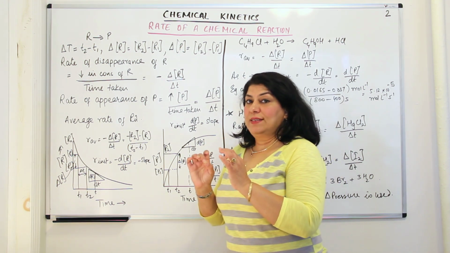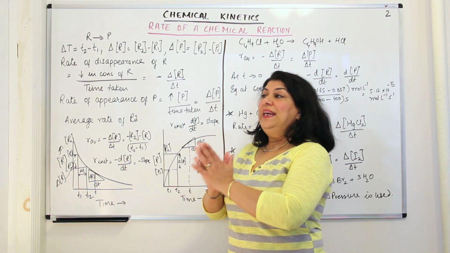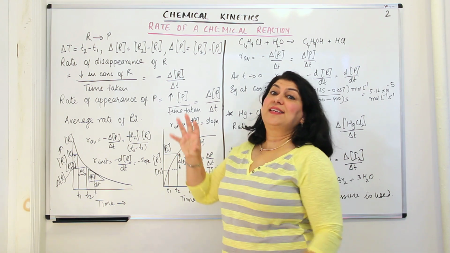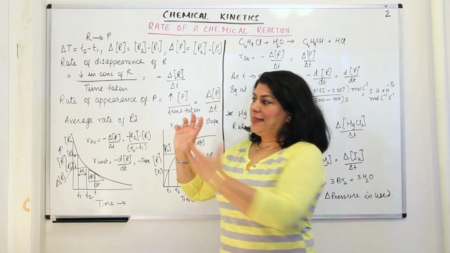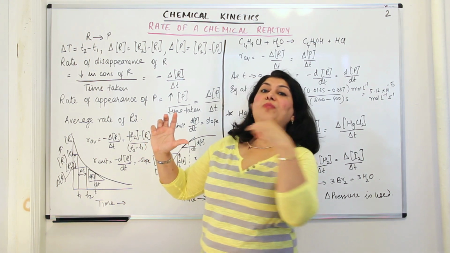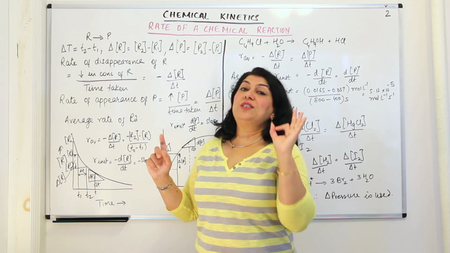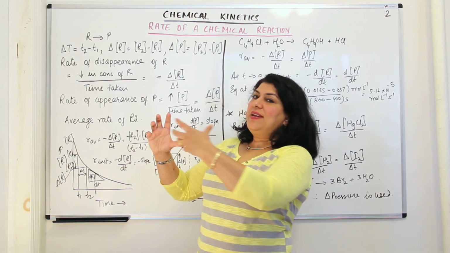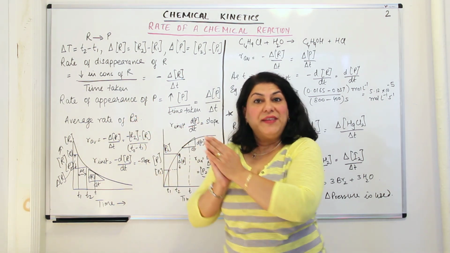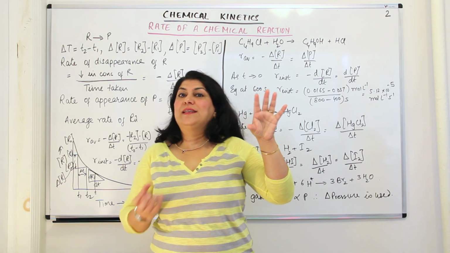Now, initially, when the reaction had not started, you only have the reactant. Therefore, the concentration of the reactant is highest initially. But as the reaction proceeds, the reactant is being used up to form the product. Initially, the concentration of the product was 0. So as the reaction proceeds, the concentration of the reactant goes on decreasing, while the concentration of the product, which was 0, starts increasing.